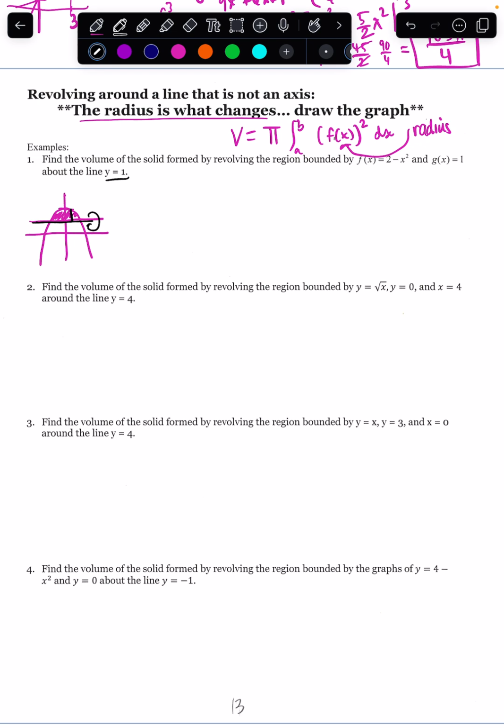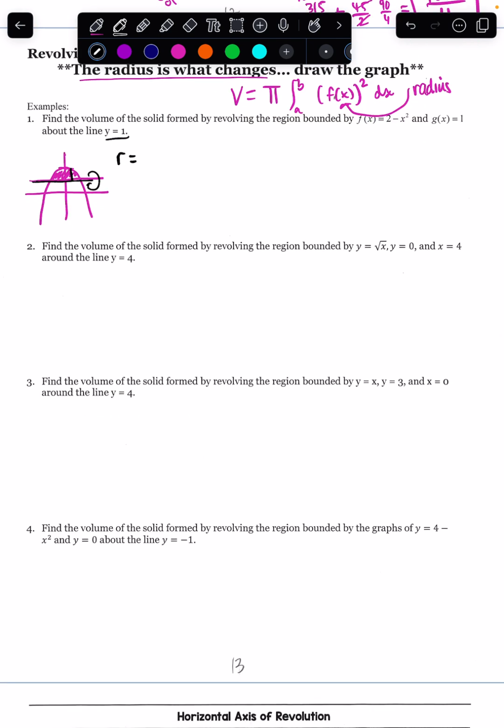We get that radius by doing the top, the whole thing. So that's 2 minus x squared, minus 1. That gives us this radius that's left over. So that means my radius is now 2 minus 1, which is 1 minus x squared.